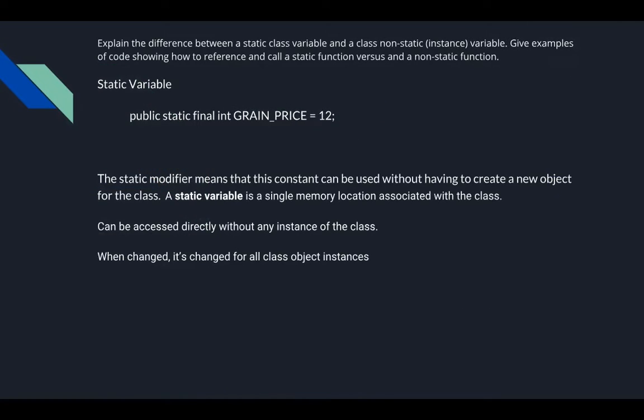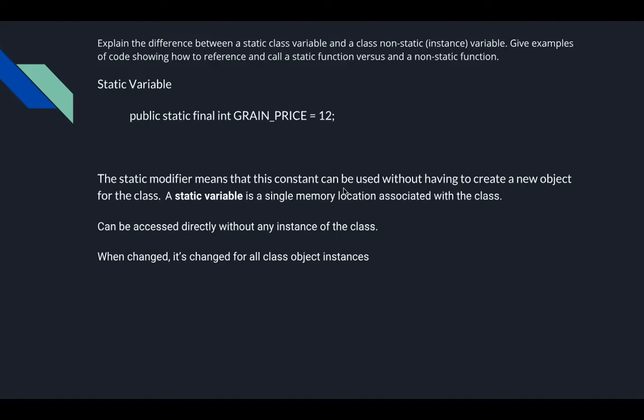The first thing we'll do is take a look at static variables versus non-static variables. So this is just a quick look at a static variable, and it is an integer that is grain price, and we've set it to equal 12. The static modifier means that this constant could be used without having to create a new object for the class.